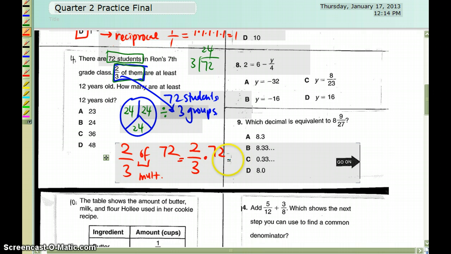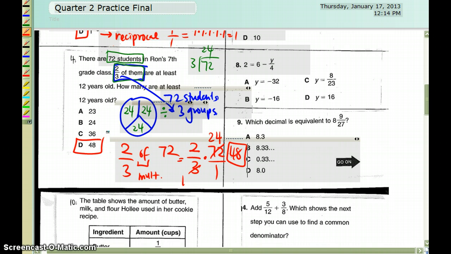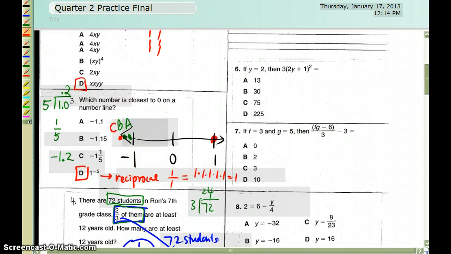And if I multiply that fraction, I'm going to put a 1 down here, and I can cross multiply, giving me 1 and 24, and then 2 times 24 gives me 48. So I can work it out like that, or maybe the picture helps you to see that that's 2/3 of the 72 students, and that's how we would understand that question.